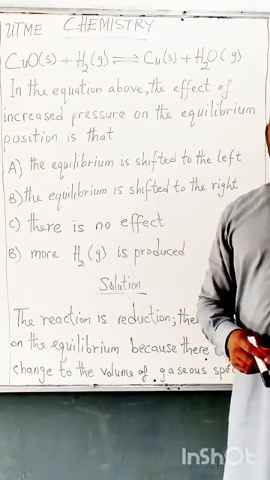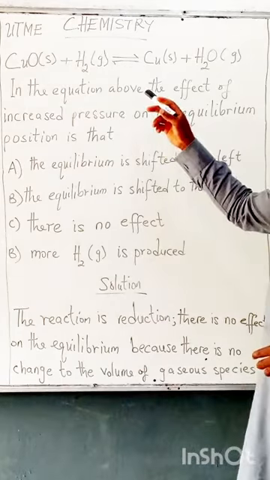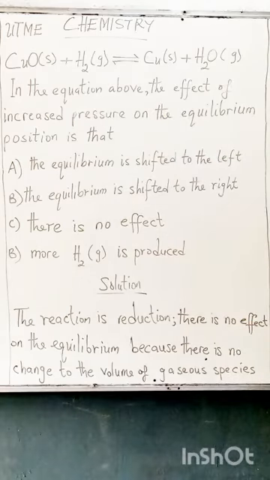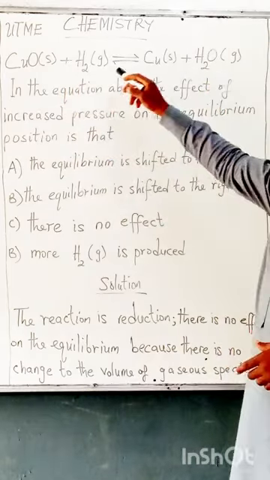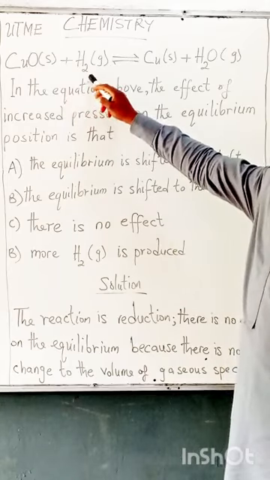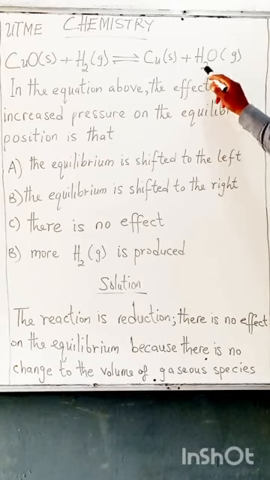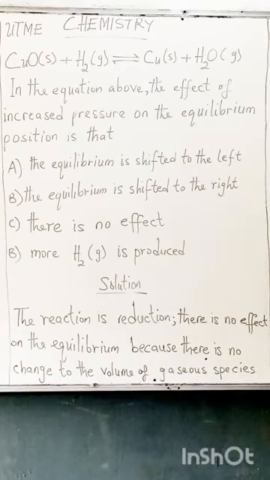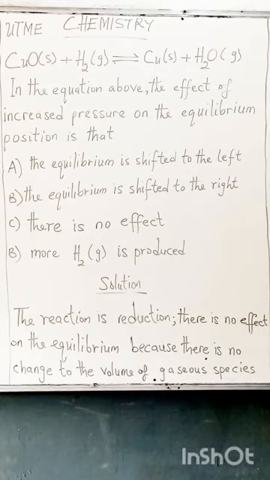First of all, in a reversible reaction, for increased pressure or decreased pressure to have an effect on the equilibrium position, there must be at least one species that is in gaseous form. Did you get that? Look at this reaction. Do we have any species in gaseous form? Yes, the hydrogen on the reactant side is in gaseous form, and the steam on the right hand side, which is the product side, is also in gaseous form. So we expect an increase or a decrease in pressure to have an effect on the equilibrium position of this chemical equation. Do you understand?